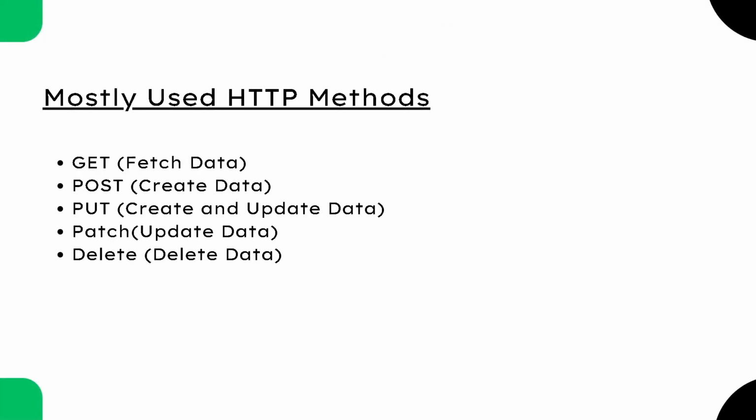These are the mostly used HTTP methods we configure while designing the API specification in Design Center. The methods are get, post, put, patch, and delete. Get is to fetch the data from the server. Post is used to create the data. Put is used to create or update the data. Patch is used to update the data, and finally delete is used to delete the data. So that was simple. Let's move on to the next slide.